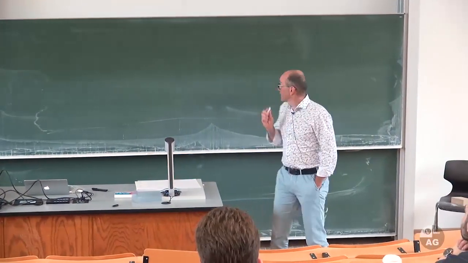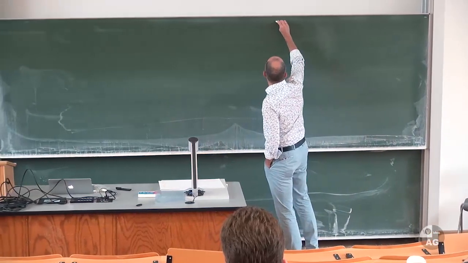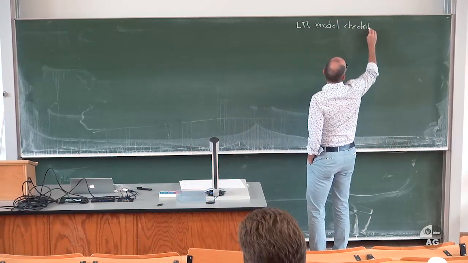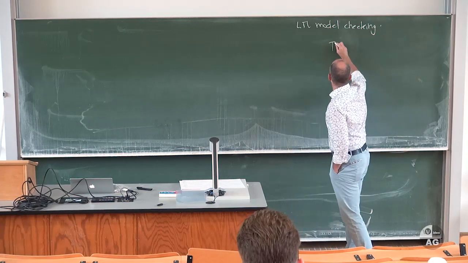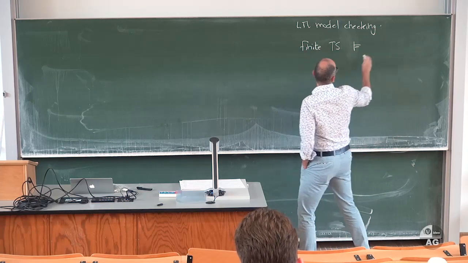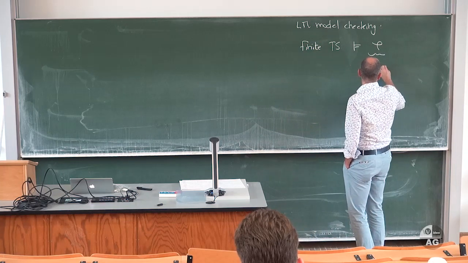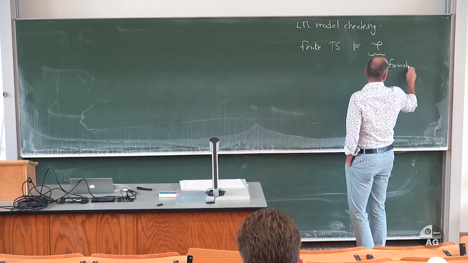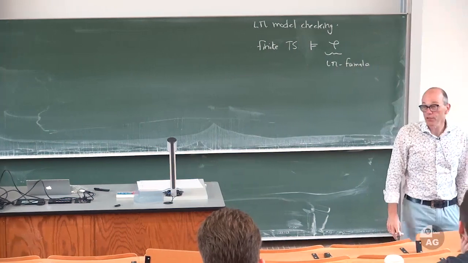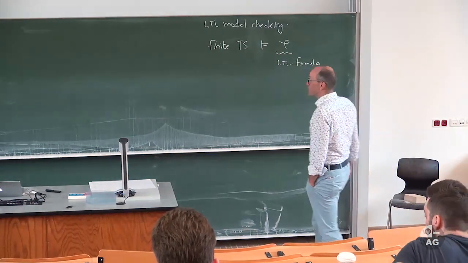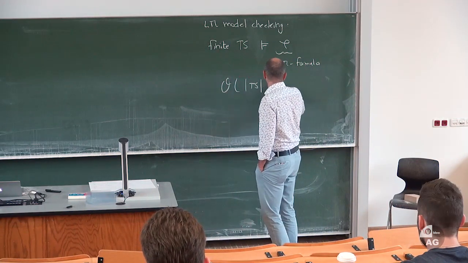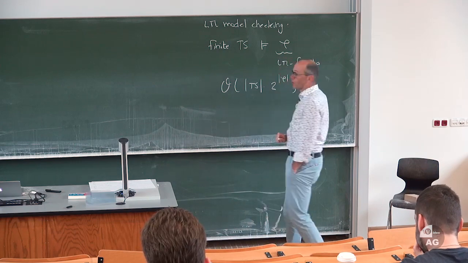What we have seen so far is an algorithm to do model checking of LTL. And we have seen an algorithm that checks whether a finite transition system satisfies an LTL formula. And the way we did this was by taking the negation of this formula and then converting it into an automaton. And we have seen that this procedure actually has a complexity which is linear in the size of the transition system, but exponential in the size of the formula.